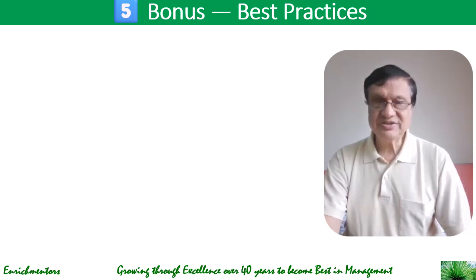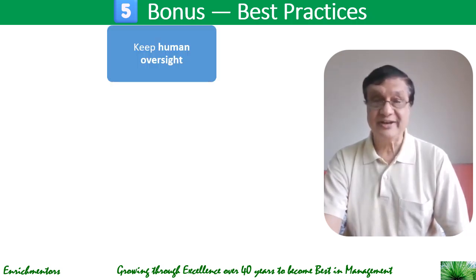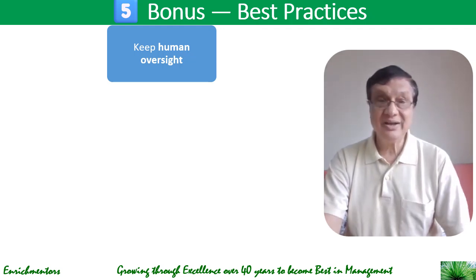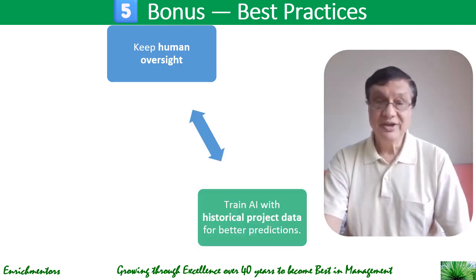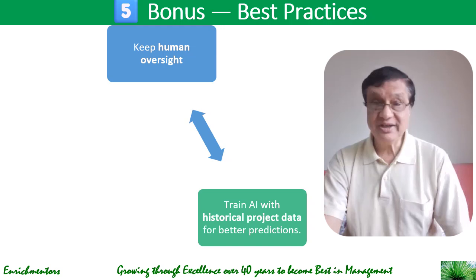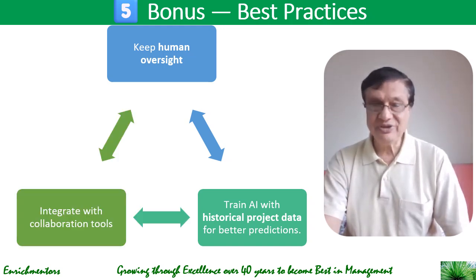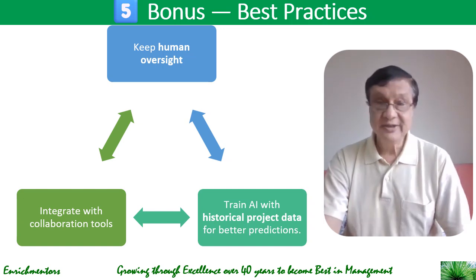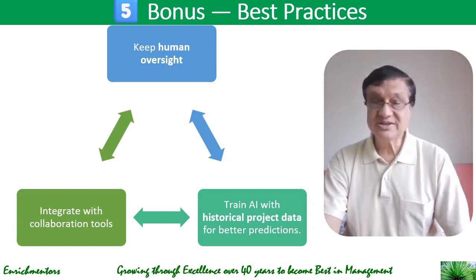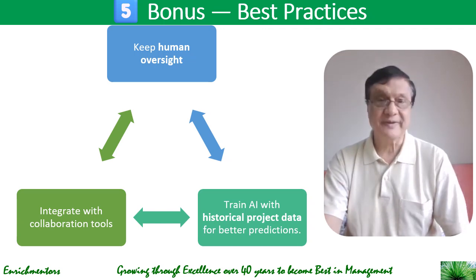What are the best practices that you could use? First, the best practice would be to keep human oversight. AI assists, but the project manager has to make the final call. Don't let AI run on its own as of now. Train AI with historical project data for better predictions and performance, and integrate with collaboration tools like Slack and Teams so that the alerts are actionable. So these are some best practices you could consider using.